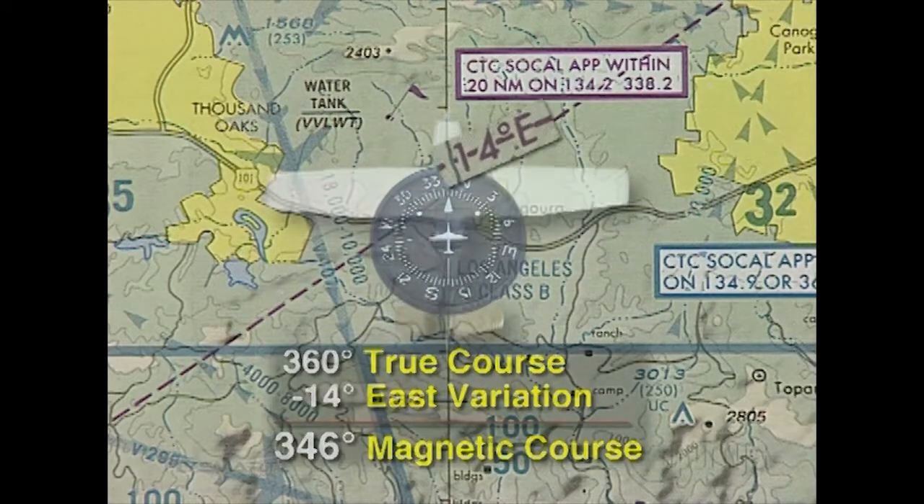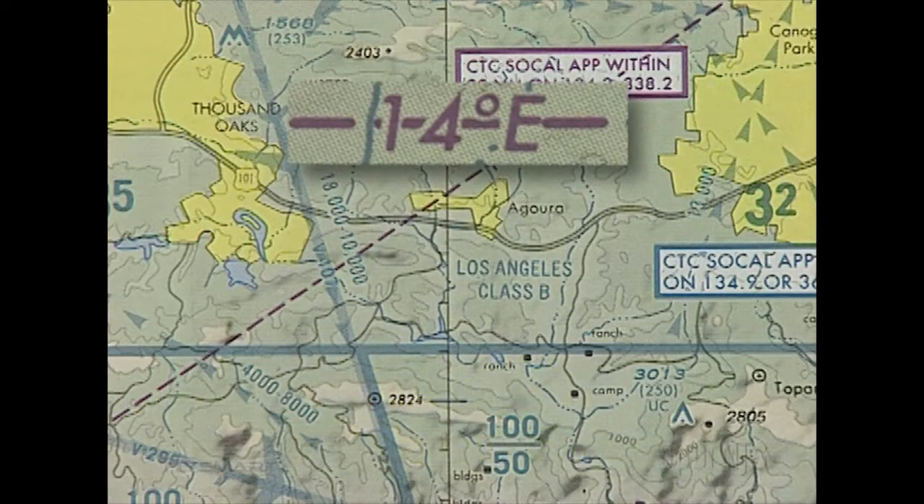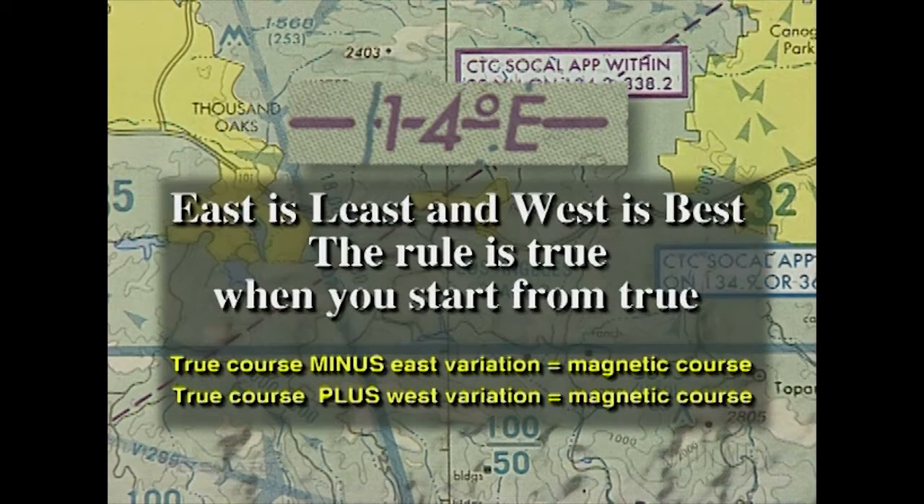A good way to remember if you add or subtract variation is by using the verse, "East is least and west is best." The rule is true when you start from true. What this means is, if the variation is east, it's least, so you subtract. If it's west, it's best, so you add. This is valid as long as the conversion is from a true course to a magnetic course.